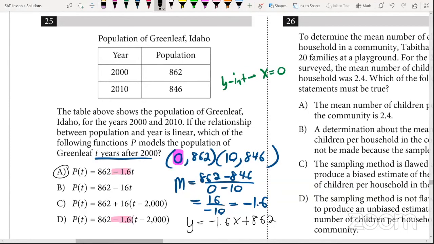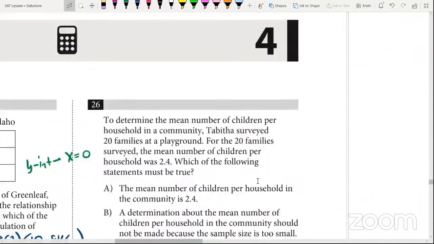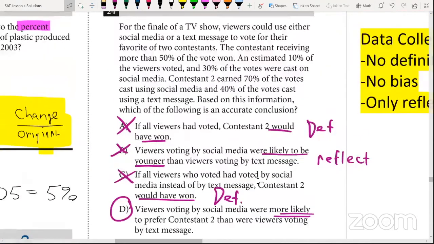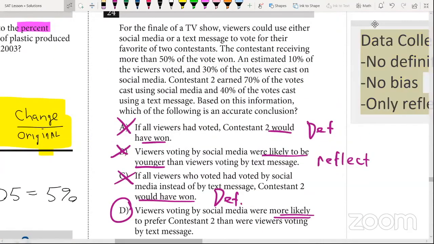So now we're going over to number 26, and 26, once again, is another data collection question. So let's bring in the same rules for data collection.